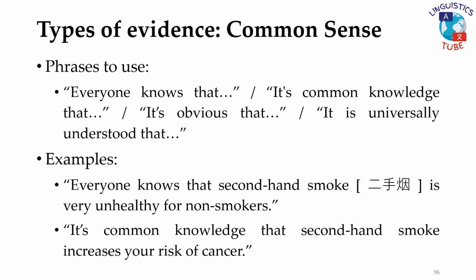Here are two examples. Everyone knows that secondhand smoke is very unhealthy for non-smokers. It's common knowledge that secondhand smoke increases your risk of cancer. The problem with this type of evidence is that your argument is not obvious only because you tell the reader that it is obvious. Instead, you must convince the reader with good quality evidence.